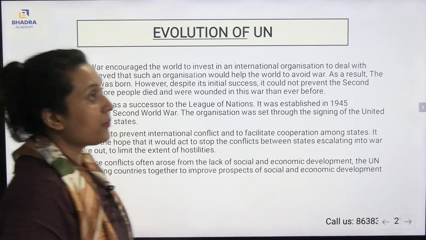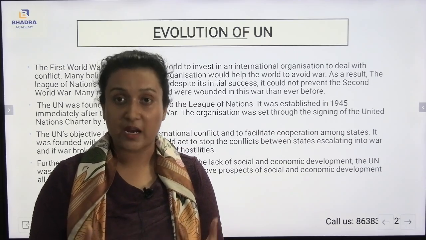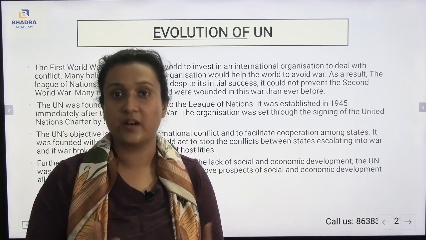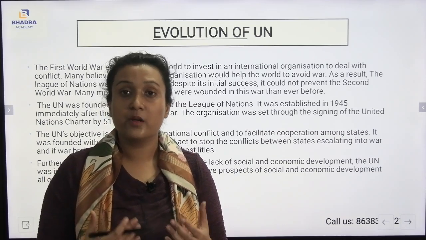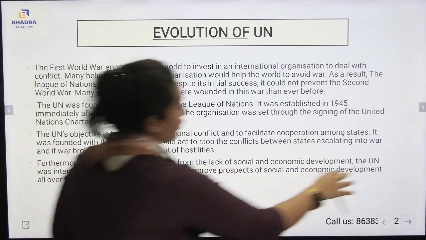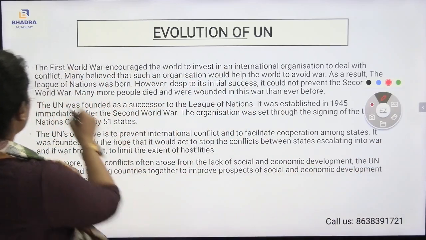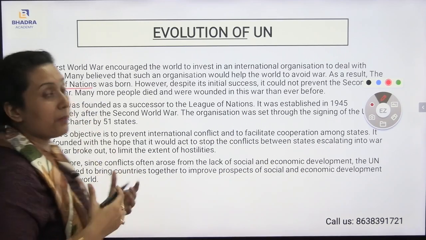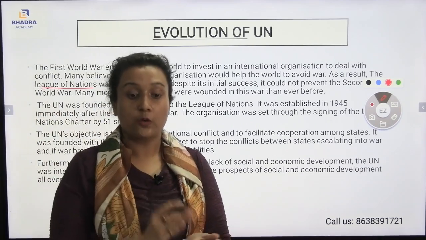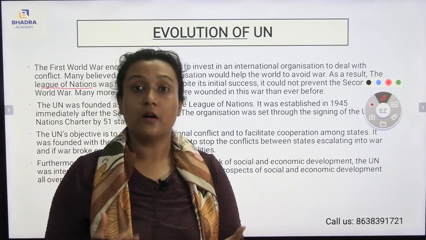Now, if I talk about the First World War, what had happened? Many of the nations encouraged the building of a particular international organization, such as the United Nations. Here, the League of Nations was there. You see, before the United Nations, there was the League of Nations. The League of Nations was built up by the cooperation of different nations. Though it was successful, it was not successful in preventing the Second World War.